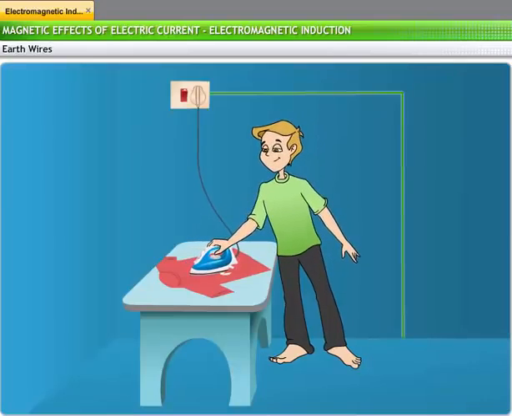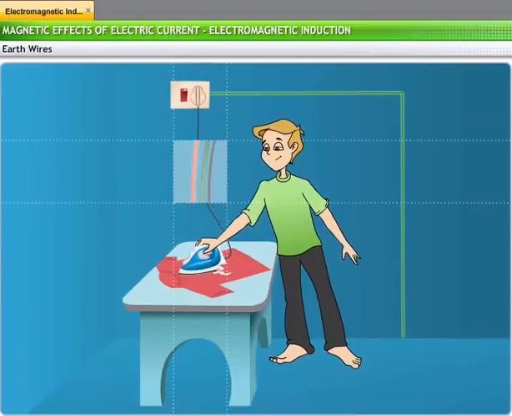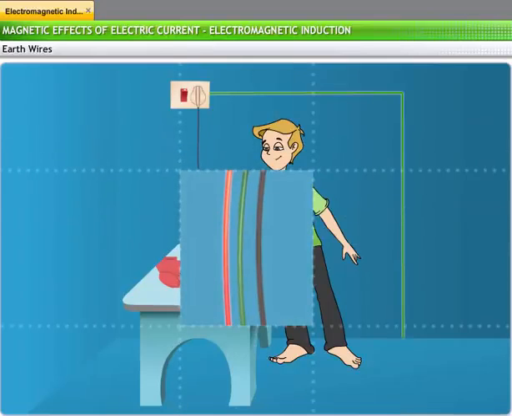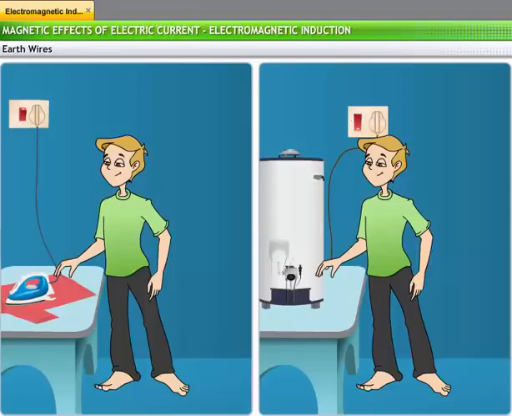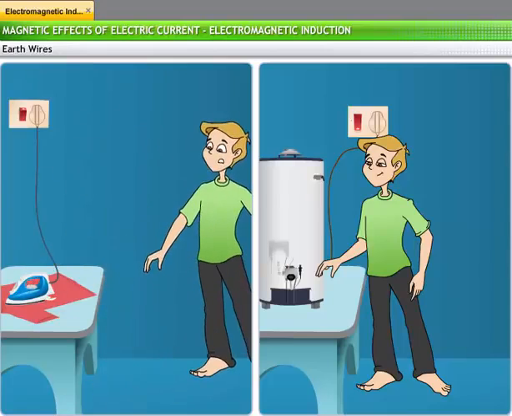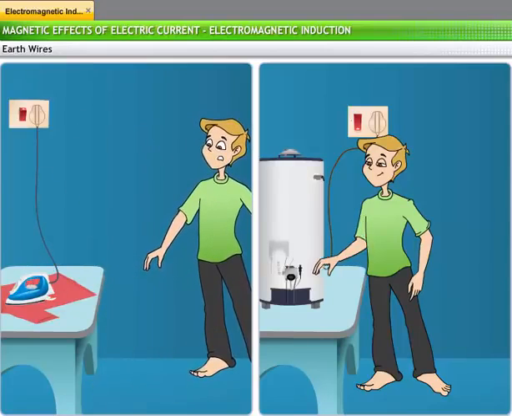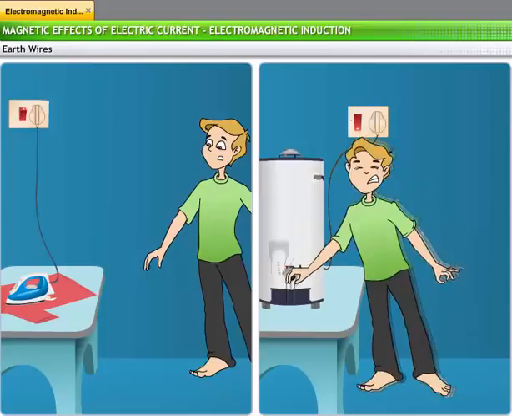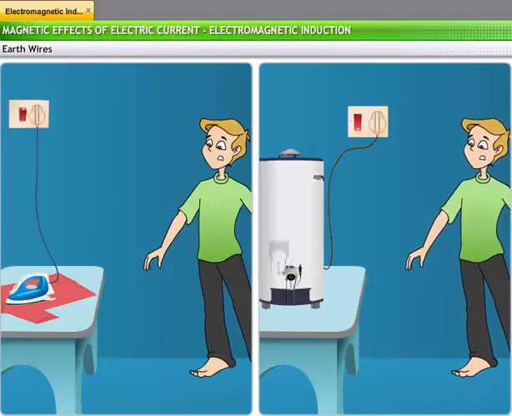Domestic electric circuits also have earth wires used as a safety measure against any leakage of current. In case of power leakage, appliances with metallic bodies such as electric irons and water geysers may convey excess current to a human body in contact. This can result in an electric shock and may, at times, also prove fatal.